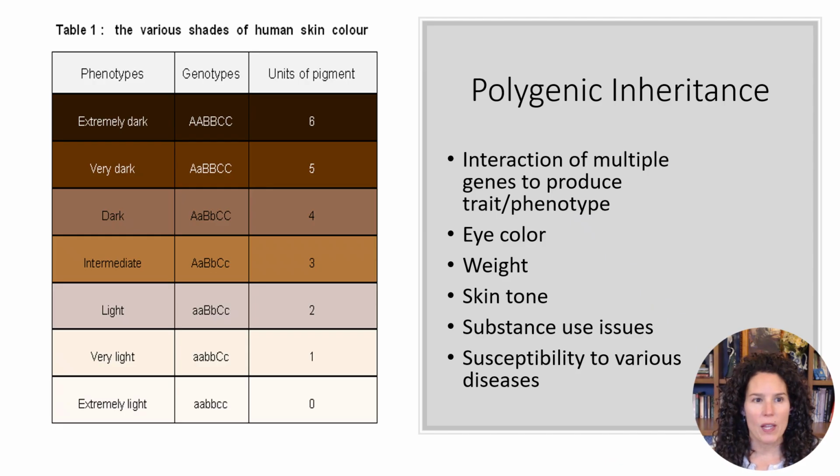Okay, so even though we learn about the Mendelian traits where a single gene determines an observable physical trait, like whether or not your earlobes are attached, most things are polygenic. Polygenic inheritance means that there are multiple genes in play. Here's an example of the multiple genes involved for skin color. But this could apply to eye color, or your weight, or your risk of addiction and substance use issues, or your susceptibility to various diseases.